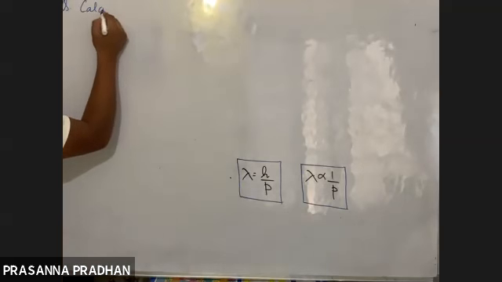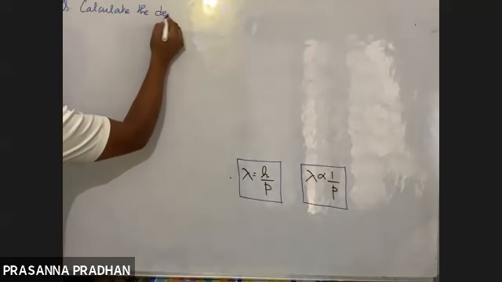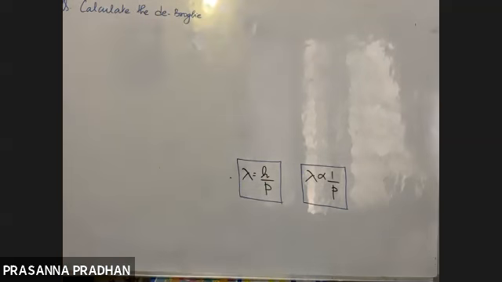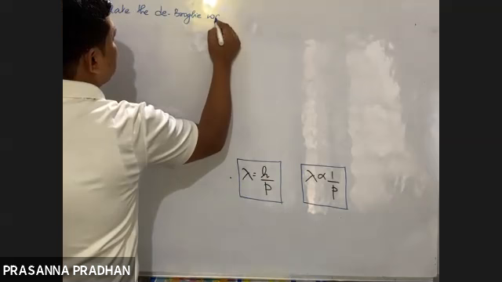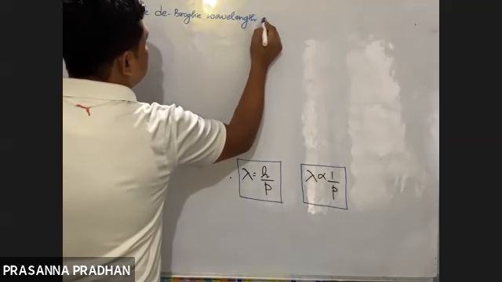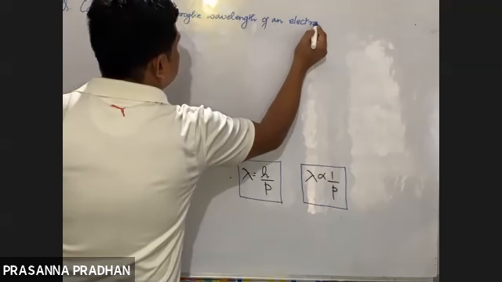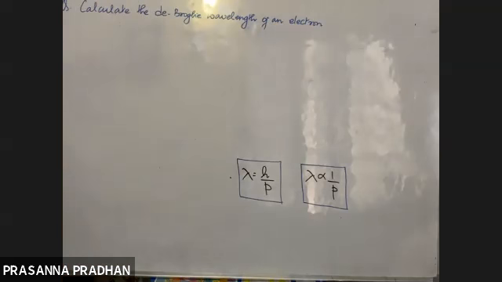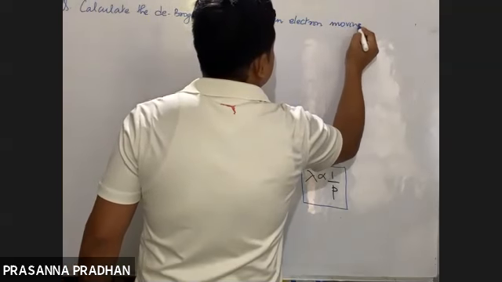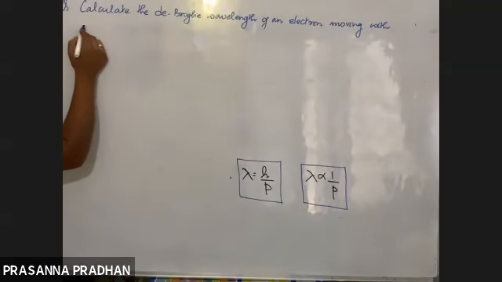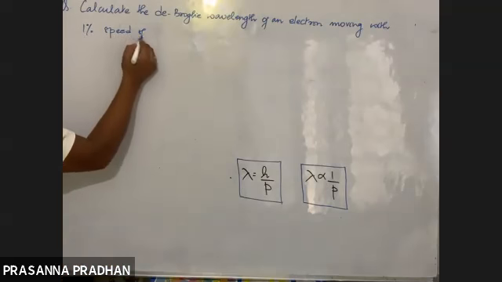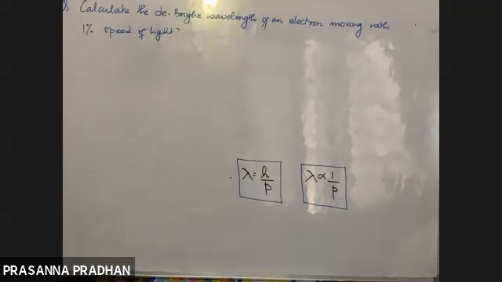Calculate the de Broglie wavelength of an electron moving with 1% of the speed of light. Do it on your own. Can you do it?